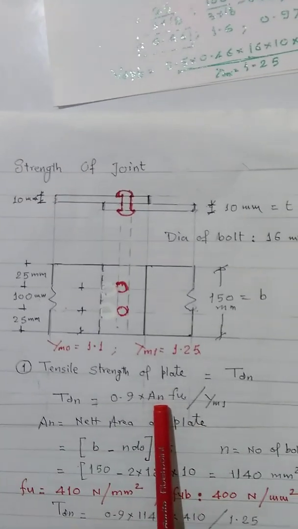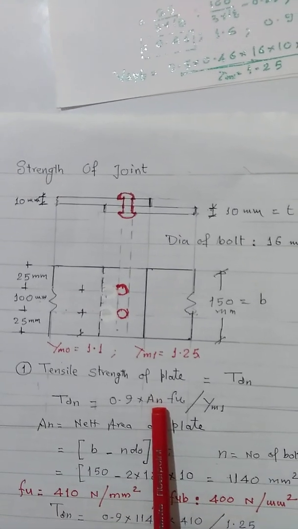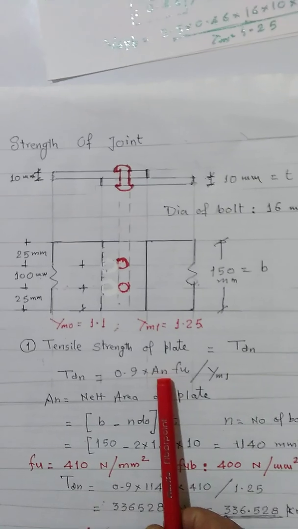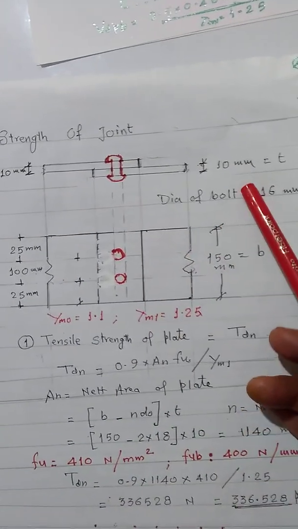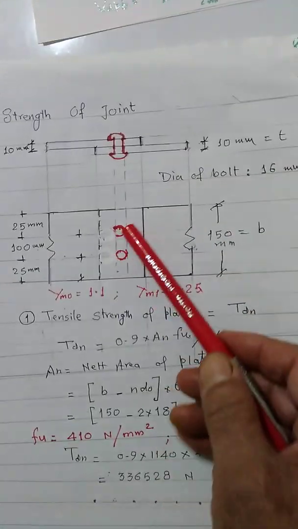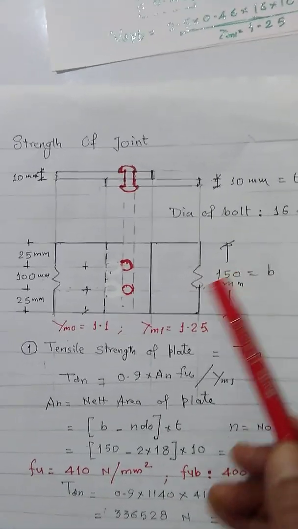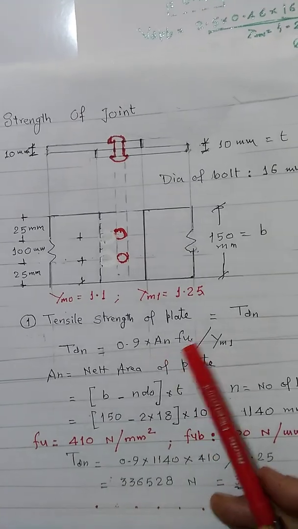What is AN? The net plate area. Net plate area means net width multiplied by the thickness of plate. That is called the net plate area. How many bolts are there? 2. What is the diameter? 16. What is the overall diameter of the hole? It is 16 plus 2, that is 18.